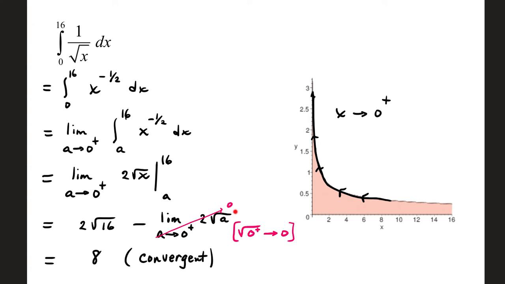The closer you get to 0 from the right and take the square root, you're going to approach 0. Just think of it this way: the smaller the number, the smaller your square root. As you approach 0 from the right, this term eliminates and goes to 0, leaving 8. This is called a convergent improper integral, and it has an area of 8 under the curve between it and the x-axis.